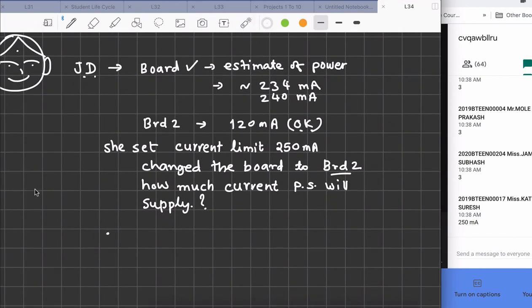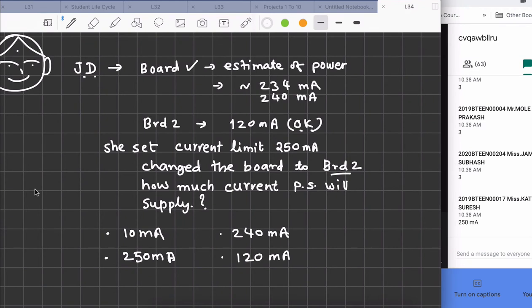So the answer is 10 milliampere, 250 milliampere, 240 milliampere, and 120 milliampere. So which is the correct answer?